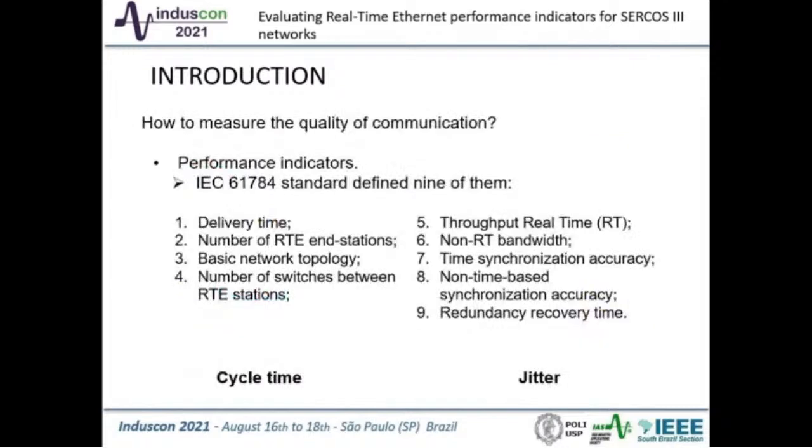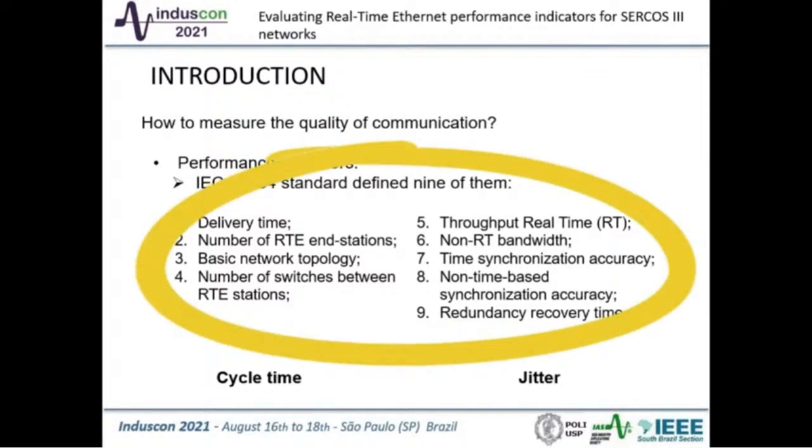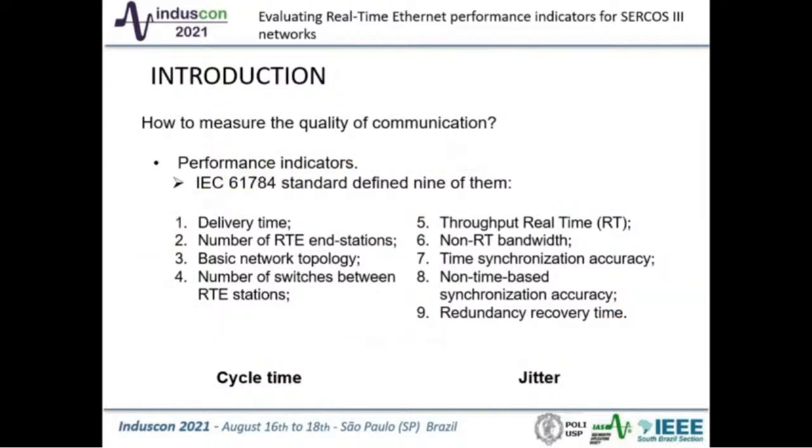The IEEE 61784 standard proposes 9 performance indicators. The scientific community suggests 2 more performance indicators, being cycle time and jitter.